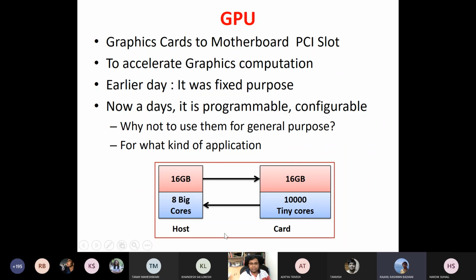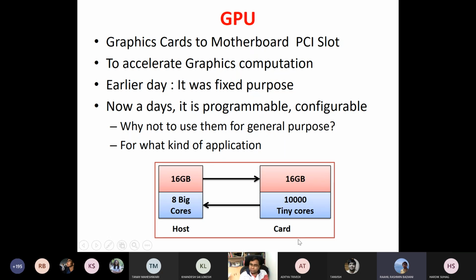Suppose in general what happens in a GPU? You install a GPU card on the PCI slot of your motherboard. Then the OS sees a different address space. Whatever address space the OS and your program use, the graphics card's address space will be different. So they use distributed memory programming, not shared memory. If you want to do some computation on the graphics card, you send the data, do the computations, and get back the result. This is distributed memory computation. Both address spaces are different. The host has 16 GB of RAM, and here the address space will be different: the card has another 16 GB.